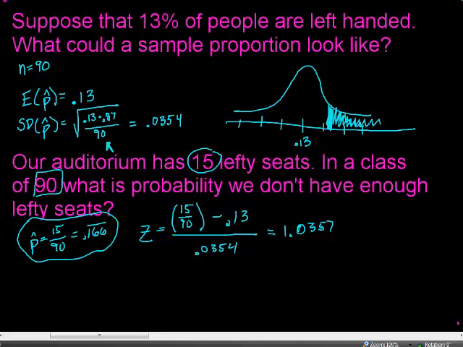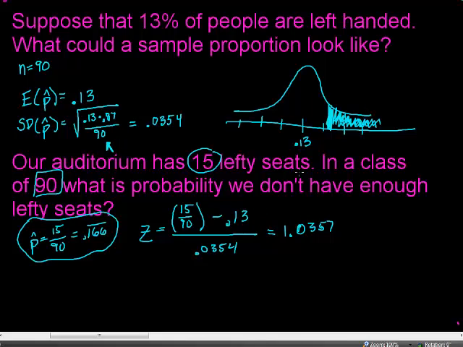Because if anything is higher than 15, no, I'm not going to have enough seats. I have enough seats for 15 or lower. Anything higher than 15, I don't have enough seats for. So let's see here. How do I calculate that? I'm going to use the normal CDF on my calculator. I'm going to go from that z-score of 1.0357 to 99.